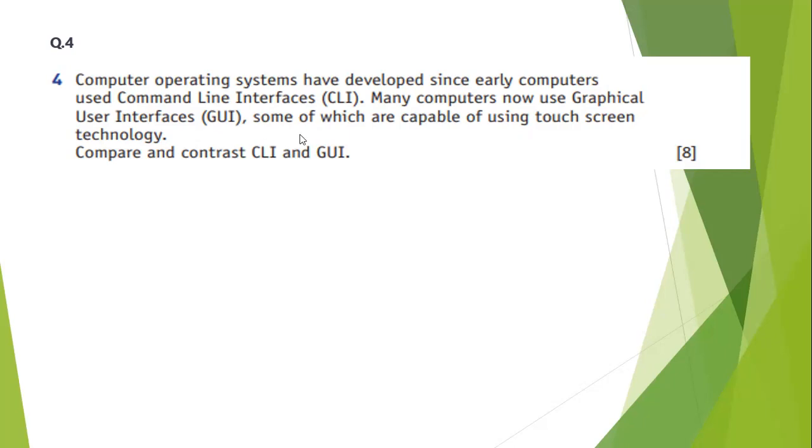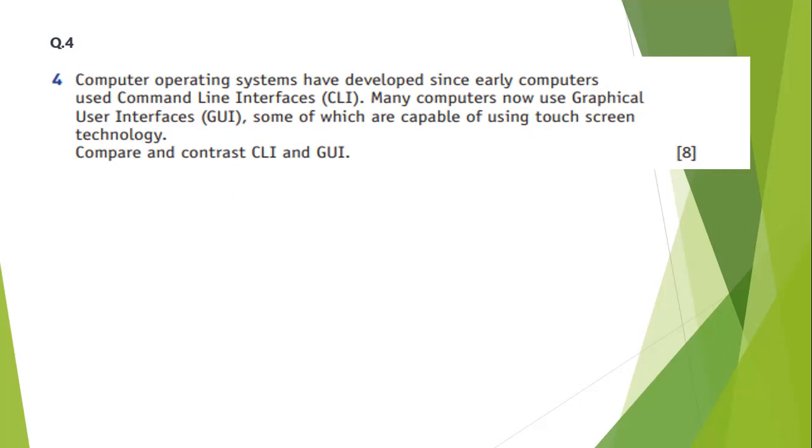Okay, I am going to discuss this question's answer. So remember, it is an 8 marks question. If they ask you to compare and contrast or give a comparison of two different things, here it is asking about CLI and GUI. You should include 4 points at least, so that you can get 2 points for each comparison. It says computer operating systems have developed since early computer use of command line interface. Many computers now use graphical user interface, and some are capable of using touch screen technology. Now it says compare and contrast CLI and GUI. You only have to focus on CLI and GUI. You do not need to say anything about touch screen, because it is asking only to compare CLI and GUI.